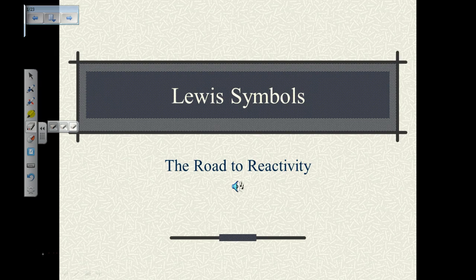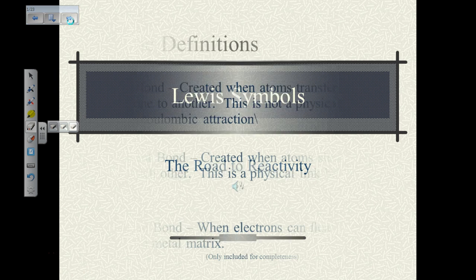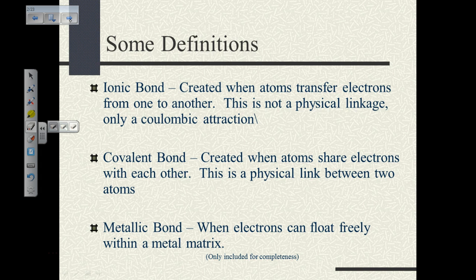Hey everybody, let's spend a little bit of time talking about Lewis symbols, which is kind of the precursor to talking about Lewis dot structures. But before we get into the symbols, let's do some definitions. So we're going to get into talking about bonds, and there are three types of bonds in chemistry.